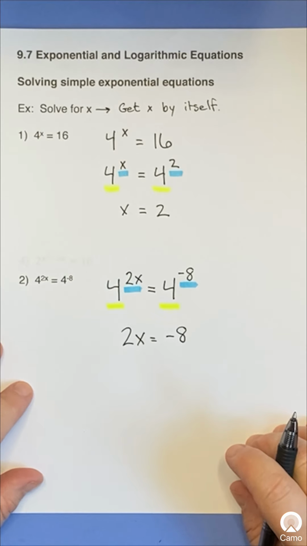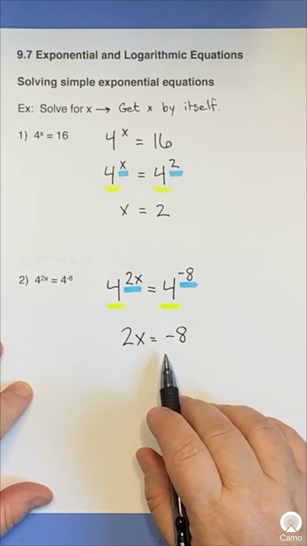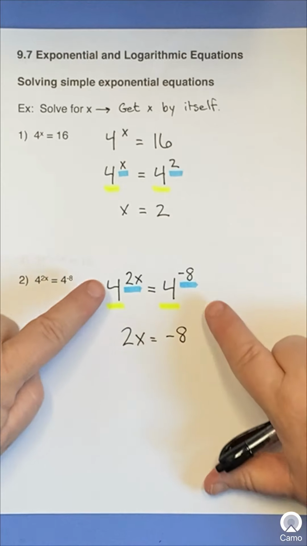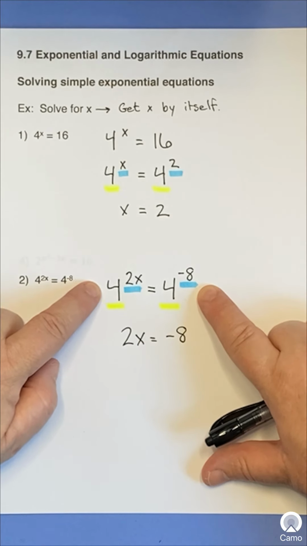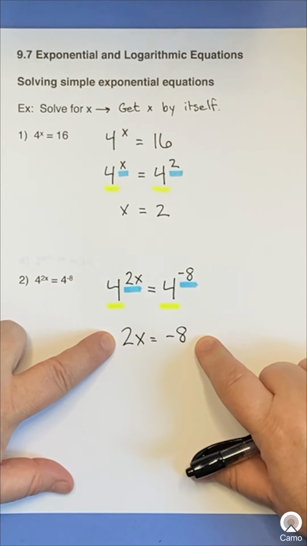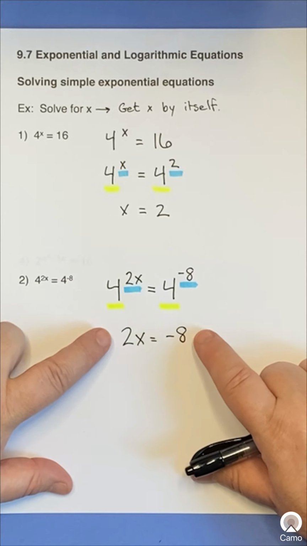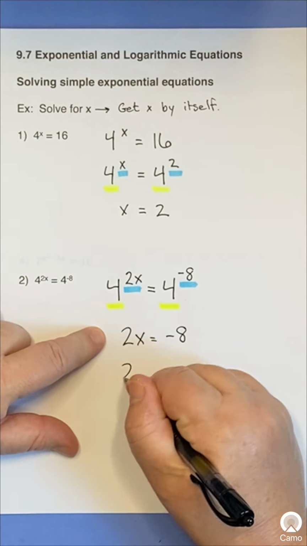Okay. 2x equals -8. Well, what I've done is I've taken a very complicated looking equation and I've come up with a similar and equivalent equation that's a lot easier to solve. I know what to do with this. I'm going to divide both sides by 2.